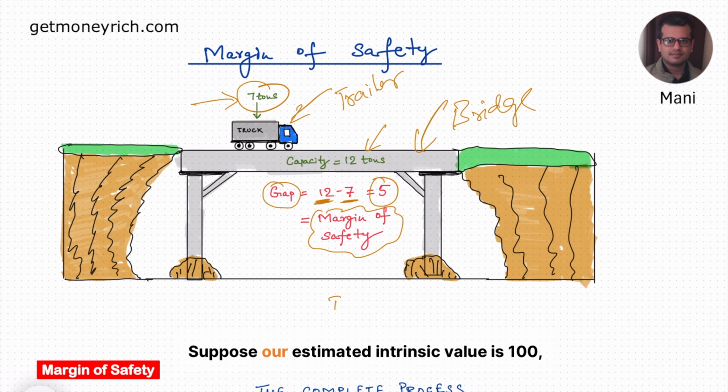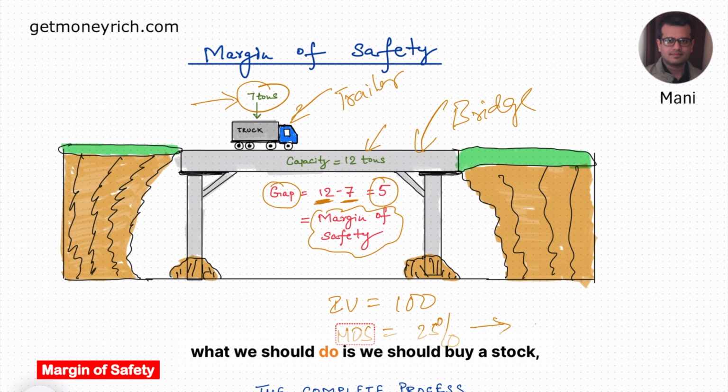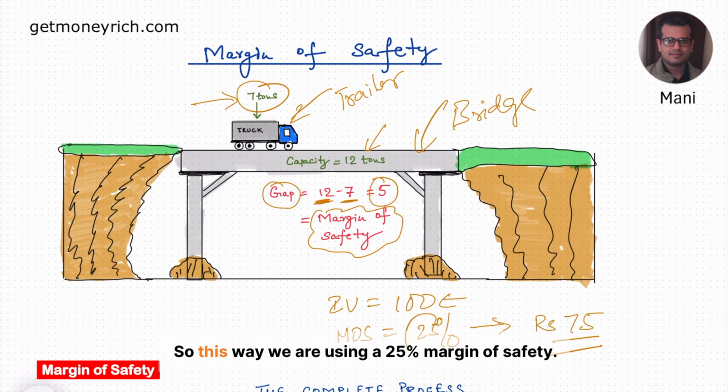Suppose our estimated intrinsic value is 100 rupees per share. So what should we do? While buying the shares, we should think that by applying a 25% margin of safety, we should buy a stock which is not at 100 but at rupees 75. So this way we are using a 25% margin of safety.